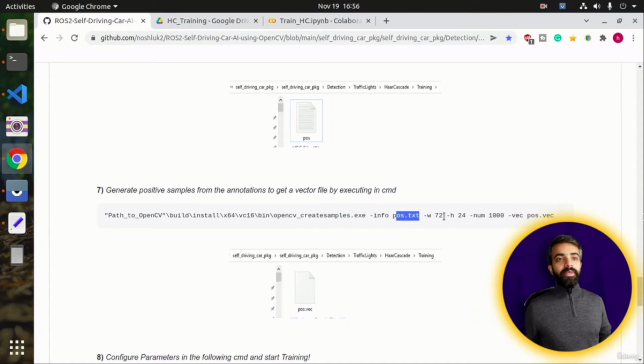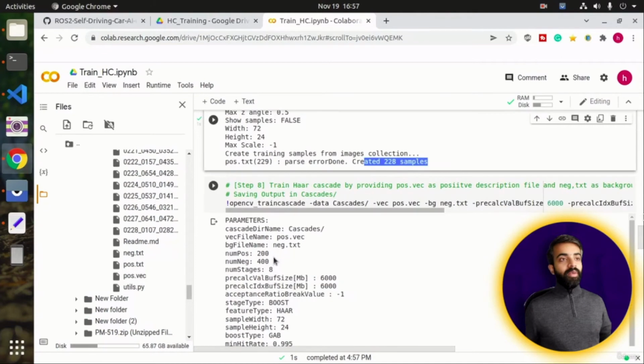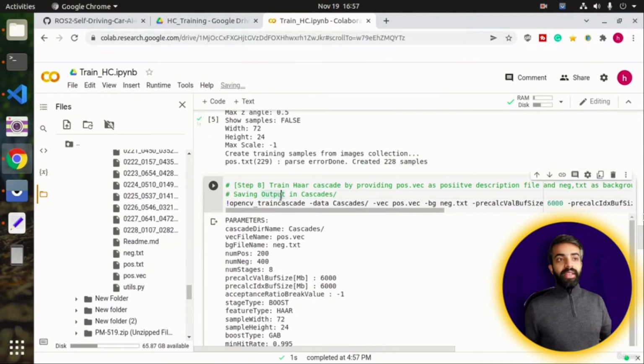So we simply execute this command, and you will see it report that it has created 228 samples from the positive.txt file. Once you have done that, if you refresh this, you will observe that the positive.vec file gets created inside our cascade training folder. Now we have all the information required to train the Haar cascade, and we can actually start the training process.